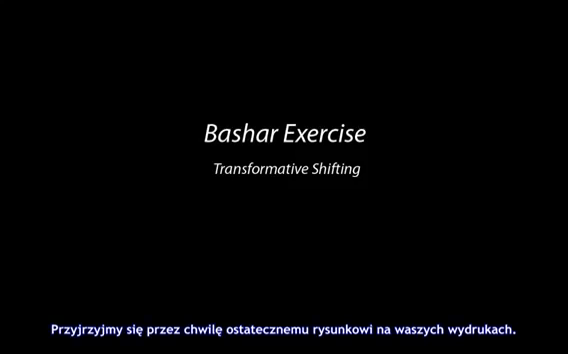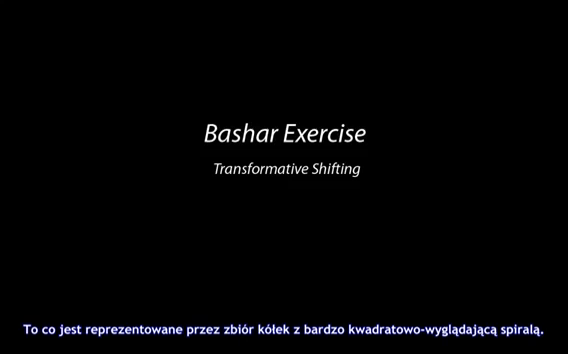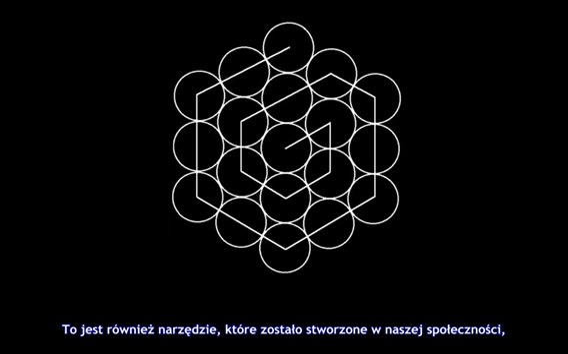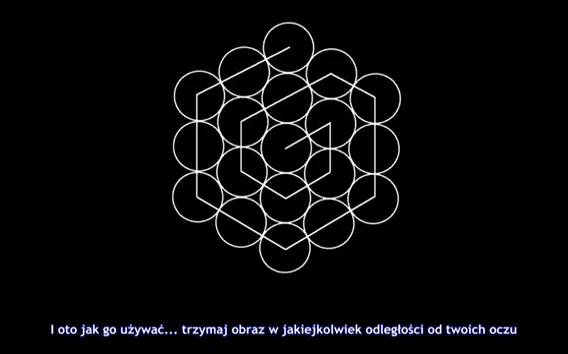But let us take a moment now to look at the final image on your charts, which is represented by a cluster of circles with a very squarish looking spiral on it. This is also a tool that was created in our society that we find very advantageous for transformative shifting. And here is how to use it.